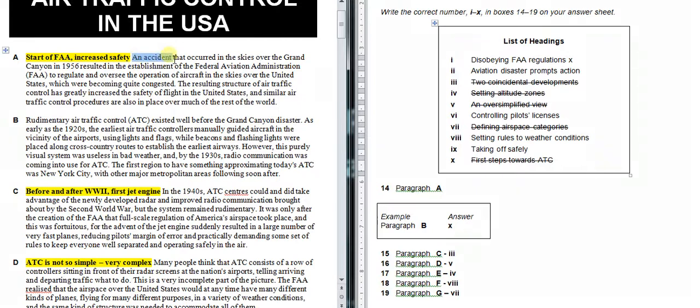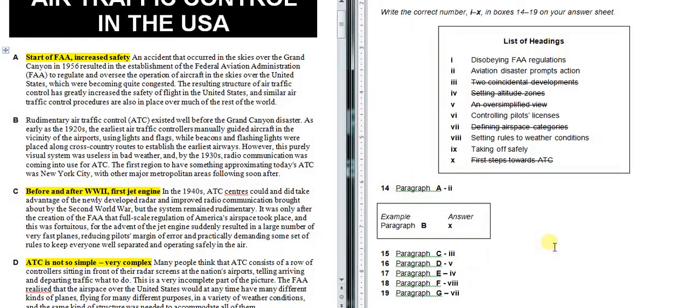Right at the beginning, I see an accident that occurred in the skies over the Grand Canyon resulted in the establishment of the FAA. So the start of the FAA, okay, we actually have the reason that the FAA started, and that was this aviation disaster. Okay, so we kind of missed that in our summary, but by skipping it and coming back, we were able to answer it very quickly. Okay, so paragraph A, the answer is 2. All right. So that should do it for this passage.